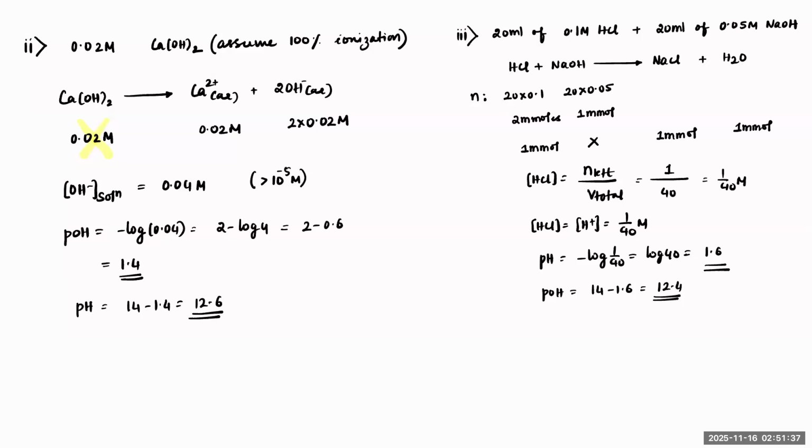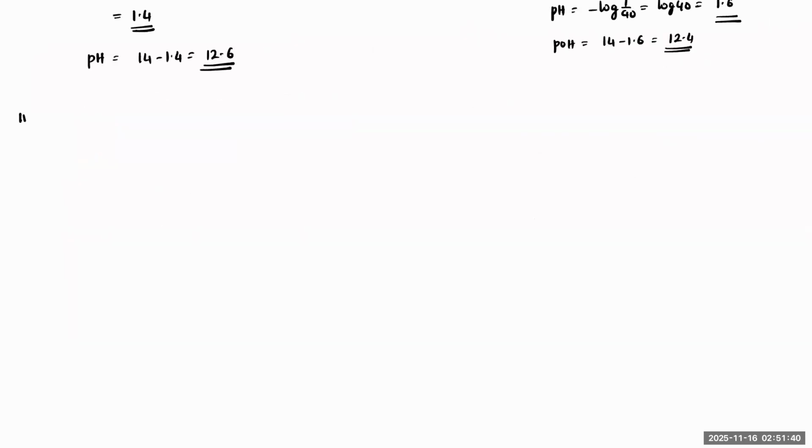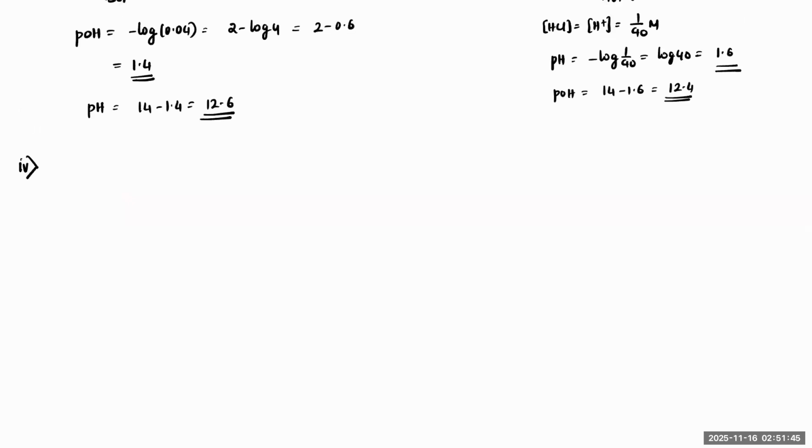Right. See the fourth one here. Again, do it simultaneously, everybody. What if I have a mixture like this? 10 ml of one normal HCl plus 20 ml of two normal H2SO4 and 30 ml of three normal HNO3. Okay.